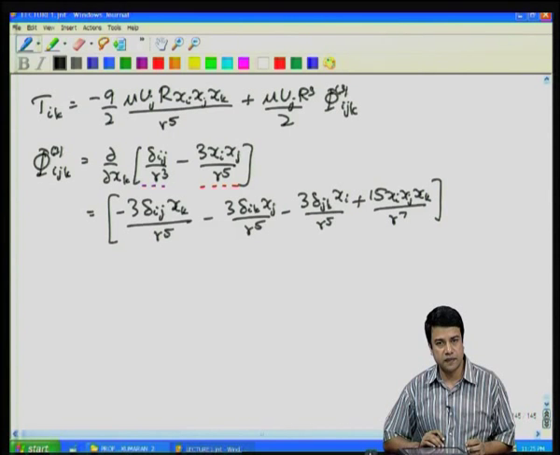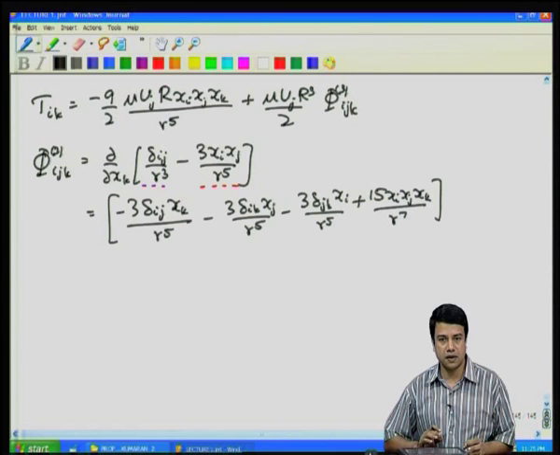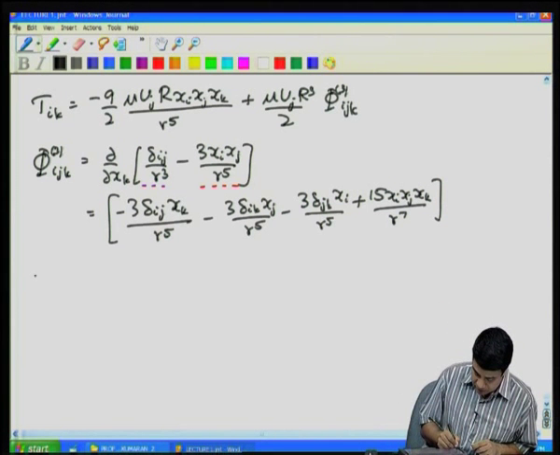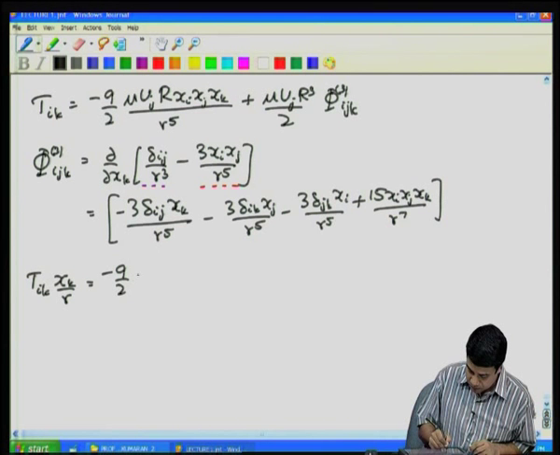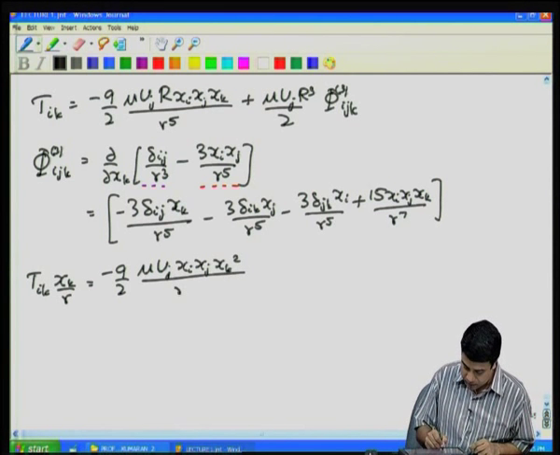So, that is the expression for phi 3 i j k. Now, in the expression for this force, we ultimately had T i k dot n k, T i k dotted with the unit normal. So, T i k n k was equal to T i k times x k by r. So, in the expression for the stress, T i k x k by r will be equal to minus 9 by 2 mu u j x i x j x k square by r power 6.